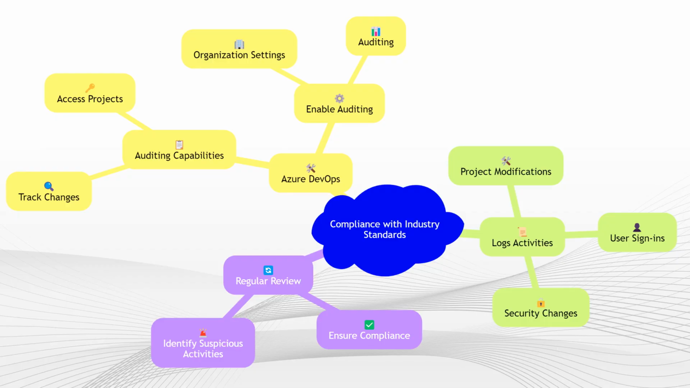Compliance with industry standards and regulations is essential for many organizations. Azure DevOps provides auditing capabilities to track changes and access to your projects. You can enable auditing by navigating to Organization Settings and selecting Auditing. This feature logs activities such as user sign-ins, project modifications, and security changes. Regularly reviewing these logs helps ensure compliance and identify any suspicious activities.